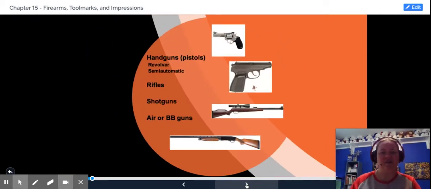All right, the four different types of firearms we are going to be talking about are handguns, which are pistols, and that can include revolvers or semi-automatics. You have rifles, you have shotguns, you have air guns or BB guns.